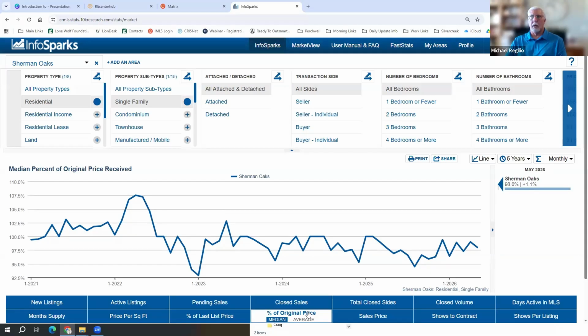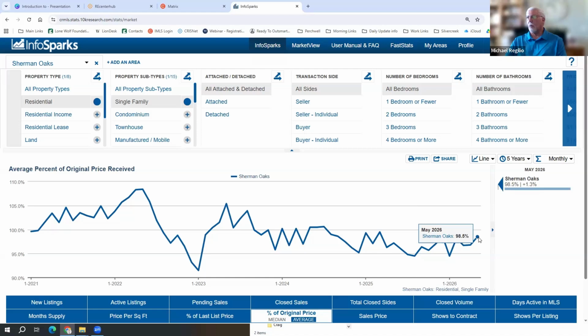So when a seller does a price reduction, from the time of their original price to now, they're getting 98% of that asking price. But the average was 100, it's now 98. So they're really losing 2% of the purchase price by pricing it high and coming down. If they had it at the right price in the beginning, they probably would have got 100%. Now they're getting 98. So that's your original versus your last price.